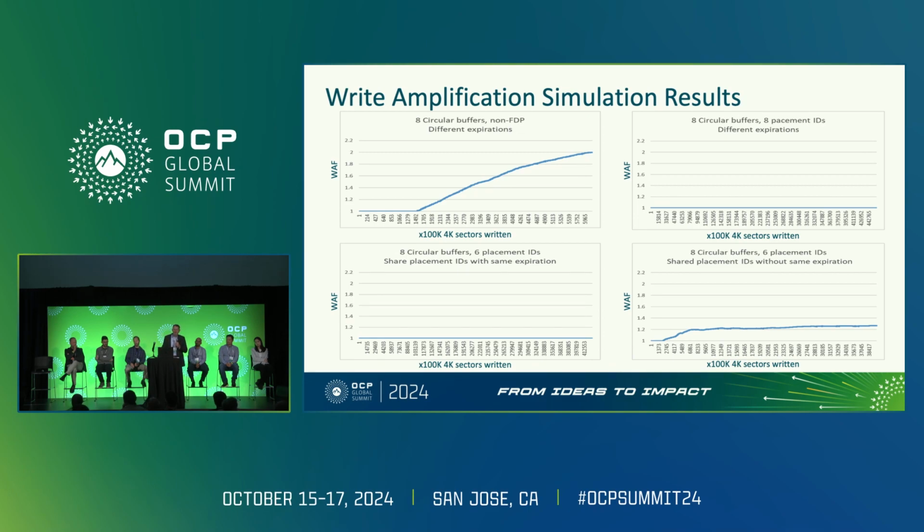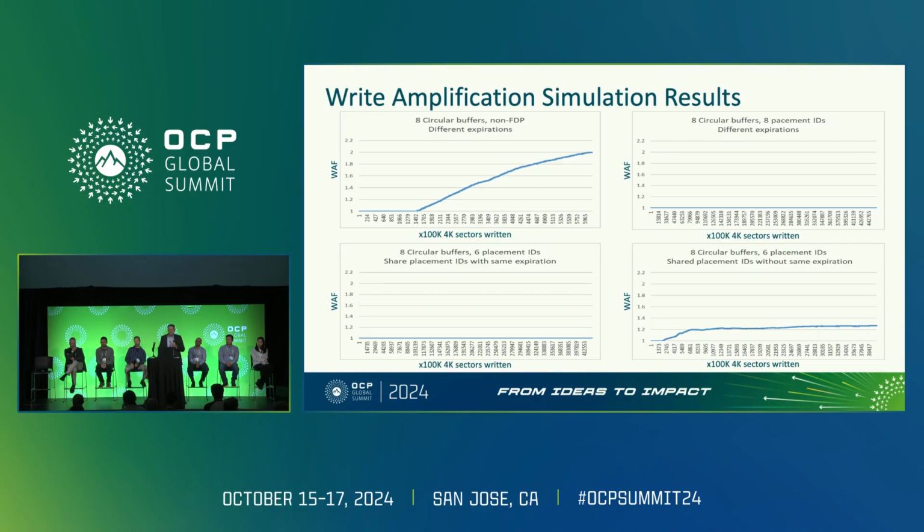Lower left-hand side, I had 2 of the circular buffers share a placement ID, but they still had similar expiration times or overwrite times of the data. And once again, you get near perfect results. So you don't have to separate out things perfectly, but it helps.